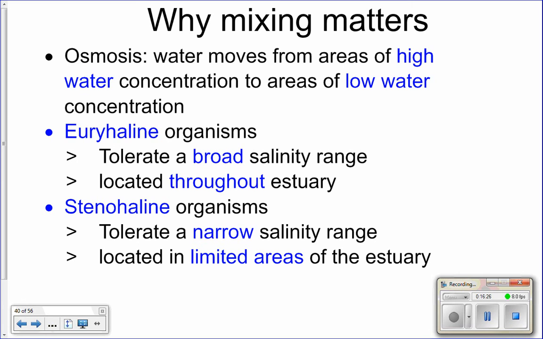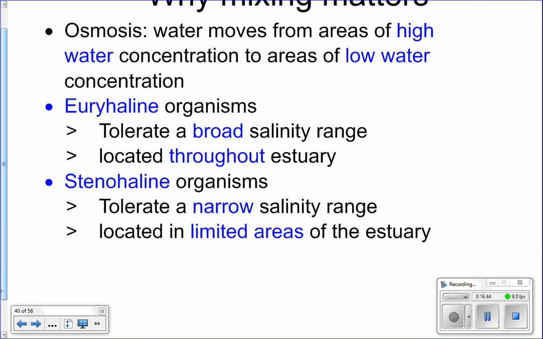So a euryhaline animal is able to withstand a wide variety of salinities. And if that animal can withstand a wide variety of salinities, it is found throughout large areas of the estuary, because it can withstand lots of salinities. A stenohaline organism can only withstand a very narrow range of salinities, so it can only be found in certain parts of the estuary.